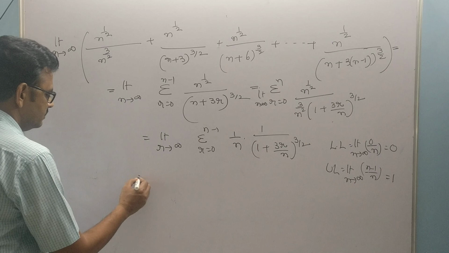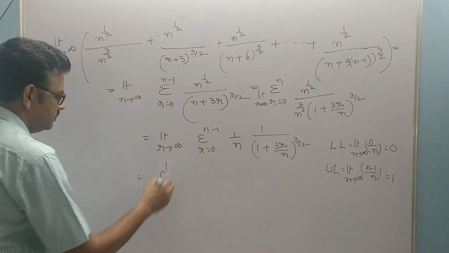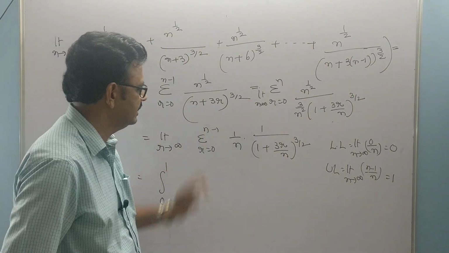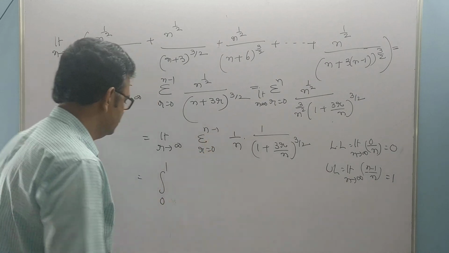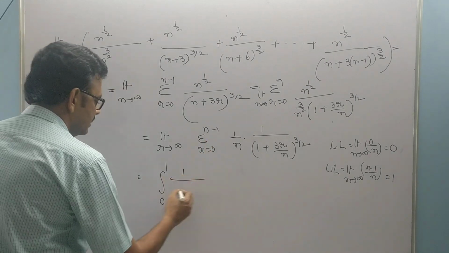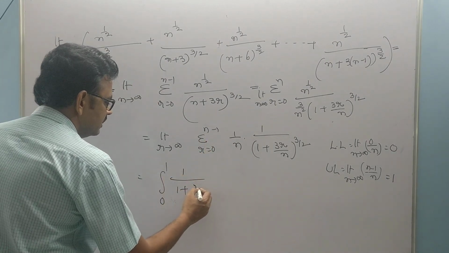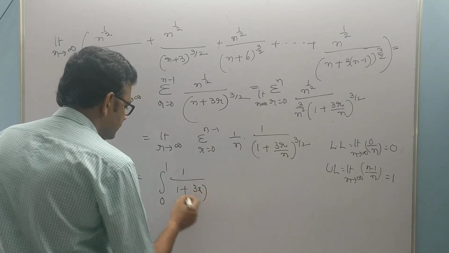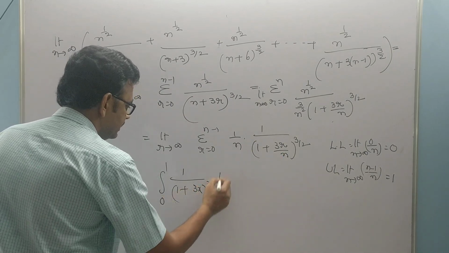Therefore, this is equal to integral 0 to 1. 1 by n becomes dx. So this is the integral of 1 by 1 plus 3x whole power 3 by 2 dx.